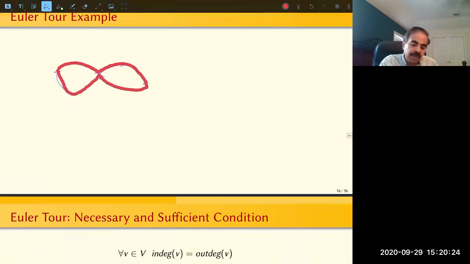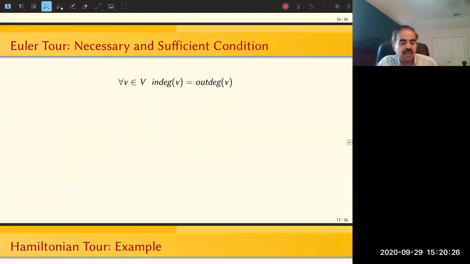So there is a simple, necessary, and sufficient condition for the existence of an Euler's tour, which is that in degree equals out degree. Okay.